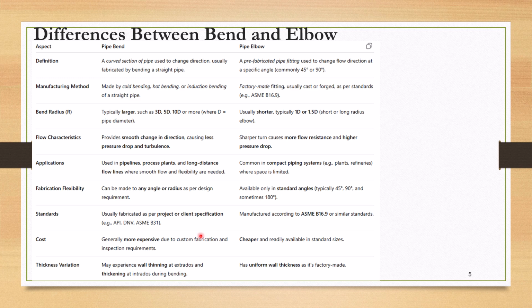Cost: a bend is generally more expensive due to custom fabrication and inspection requirements. Pipe elbows are standard items and usually cheaper and readily available in standard sizes. Thickness variation: a bend may experience wall thinning at the extrados and thickening at the intrados during bending, whereas a piping elbow has uniform wall thickness as it's factory made. So I believe you now know what the major differences are between a piping bend and a piping elbow.